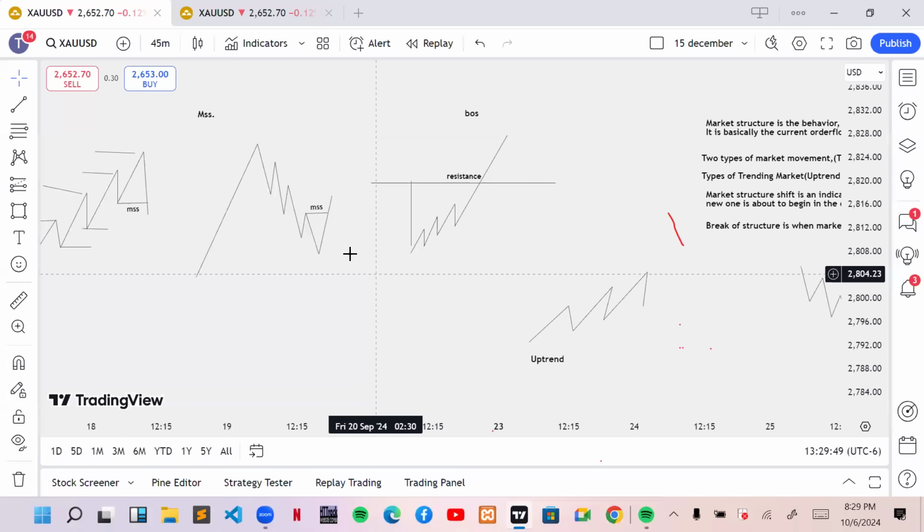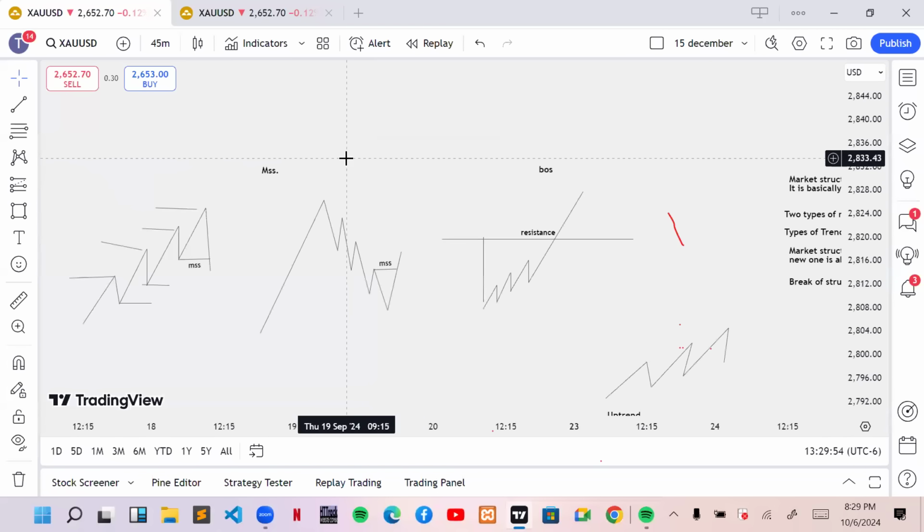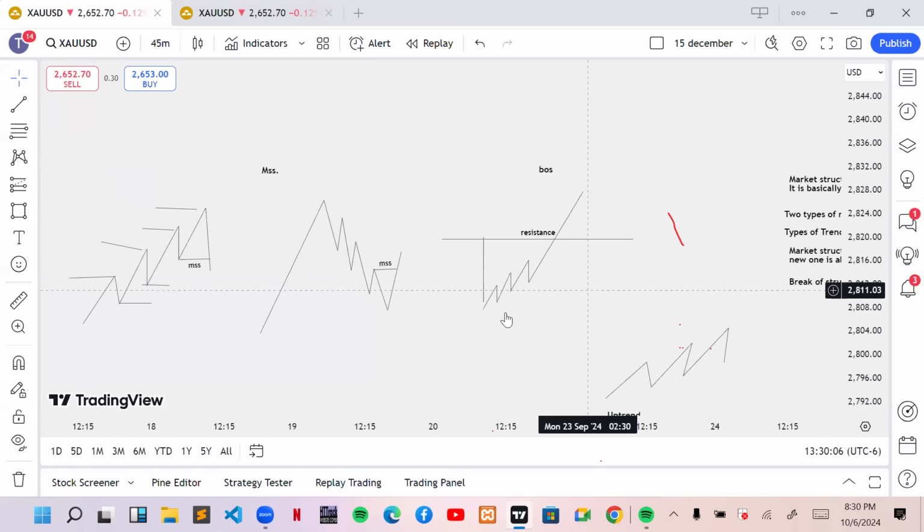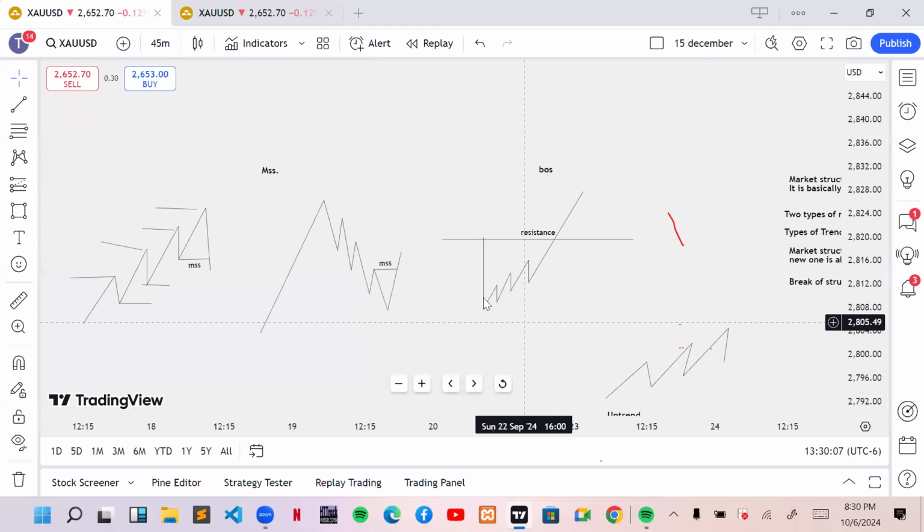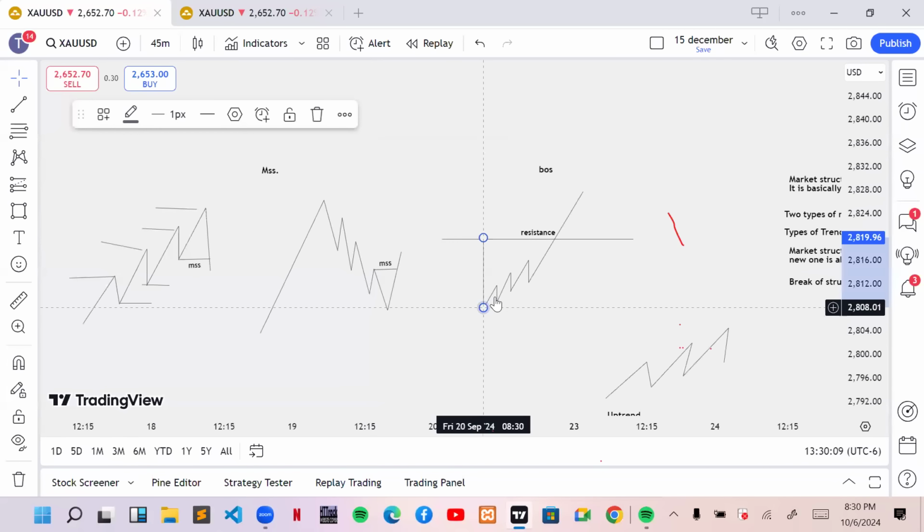So for market structure shifts, there's indication that price is about to change direction to the opposite side. But in break of structure, a key level is broken in the market, and the market is still going to remain in the same trend it was on before. So for this particular trade, it was on an uptrend, and you can see higher highs and higher lows. The market now made a higher high, but the higher high that it made broke this resistance level.